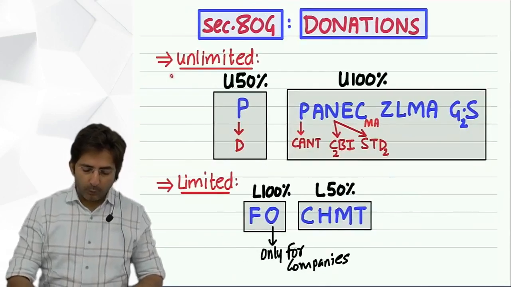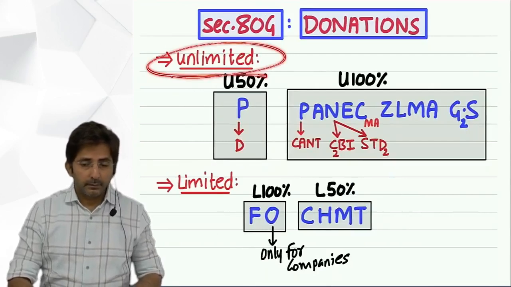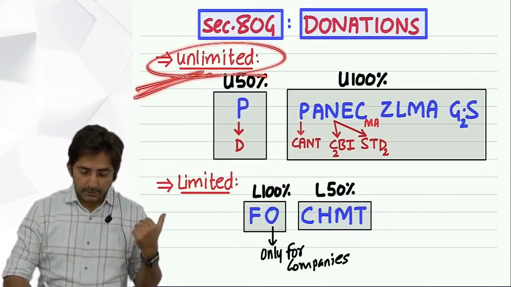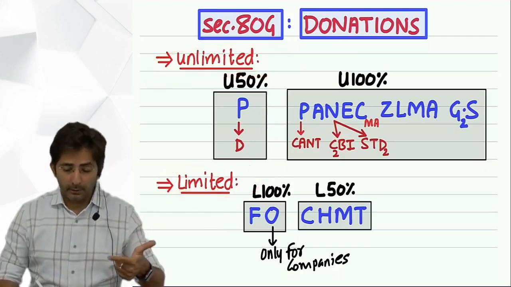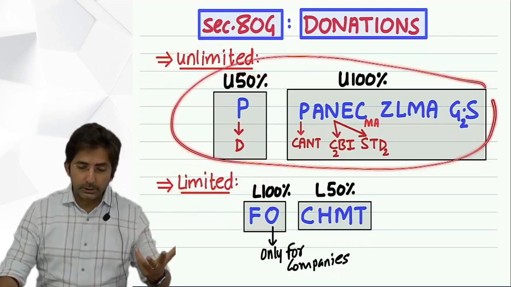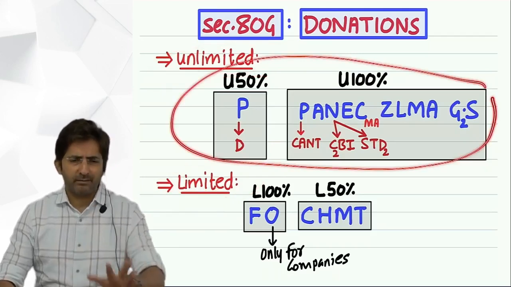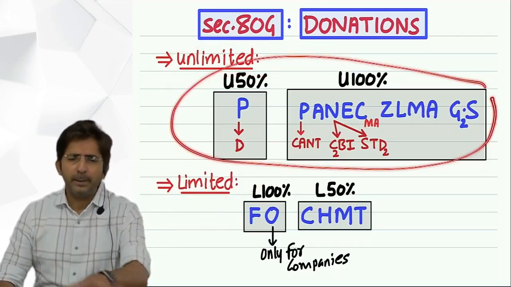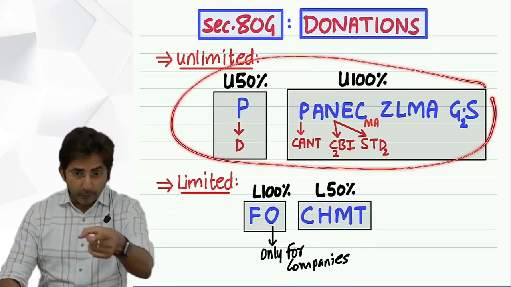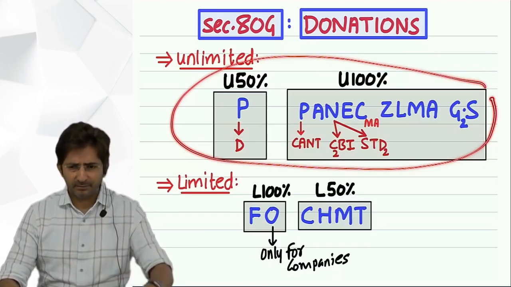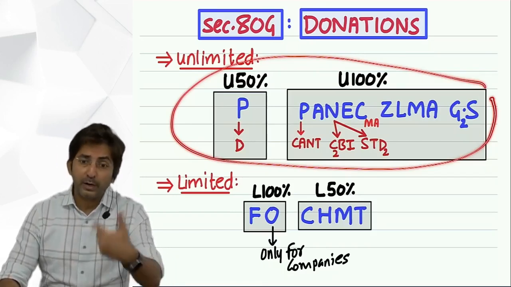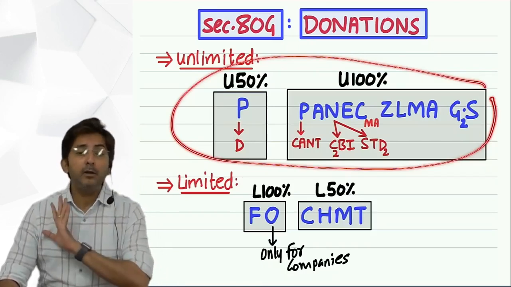In fact, there are two lists. List of unlimited donations, list of limited donations. Unlimited means what? In this list of donations, however much you donate, the government will not limit you. You want to donate 1 crore, donate 1 crore. It is your money. You want to donate 10 crores, donate 10 crores. Government will not limit you.